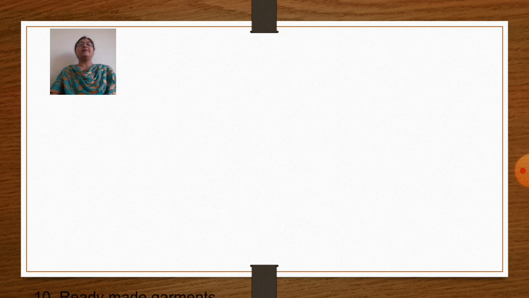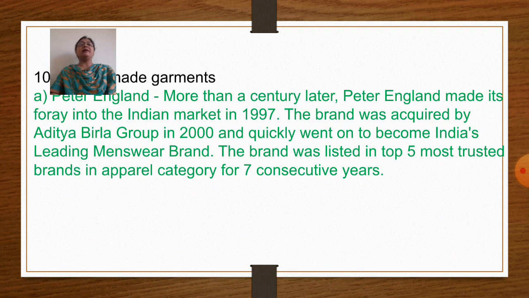Next, ready-made garments. Peter England. More than a century later, Peter England made its foray into the Indian market in 1997. The brand was acquired by Aditya Birla Group in 2000 and quickly went on to become India's leading menswear brand. The brand was listed in the top 5 most trusted brands in the apparel category for 7 consecutive years.